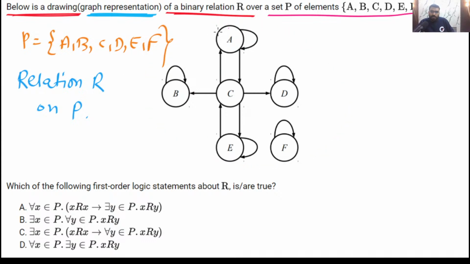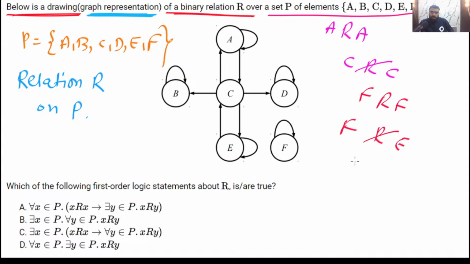So basically, for example, you can see A is related to A, right? You can notice C is not related to C. You can see there is no self loop. You can see F is related to F. You can see F is not related to E. You can see C is related to D. You can see D is not related to C. C is related to D. There is an arrow from C to D. This simply means, what does this arrow mean?